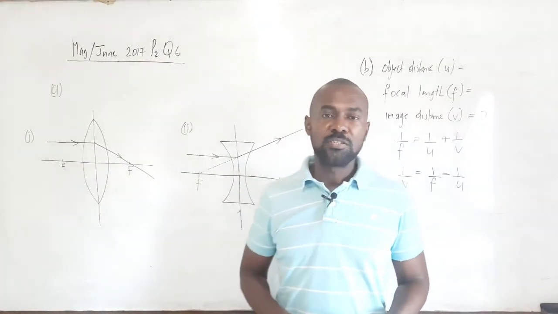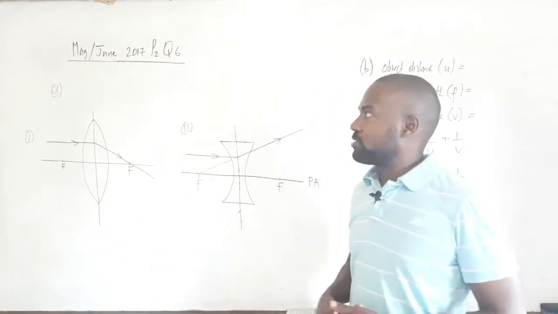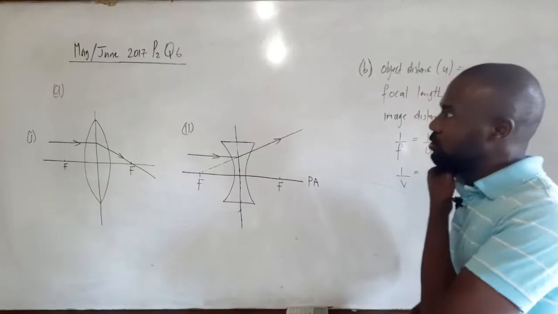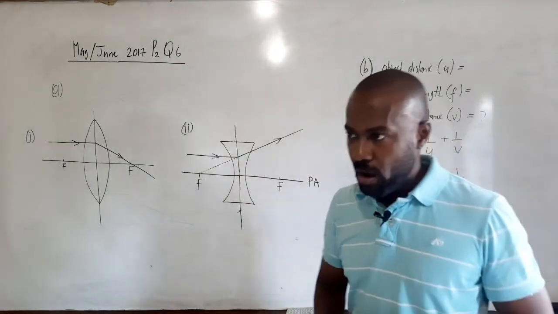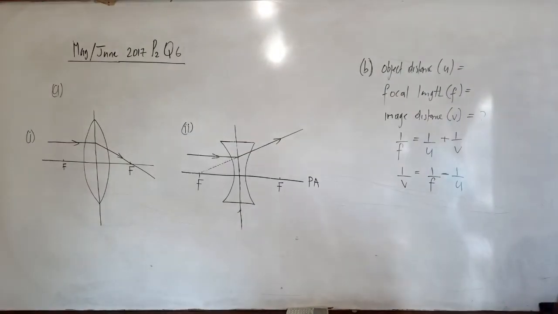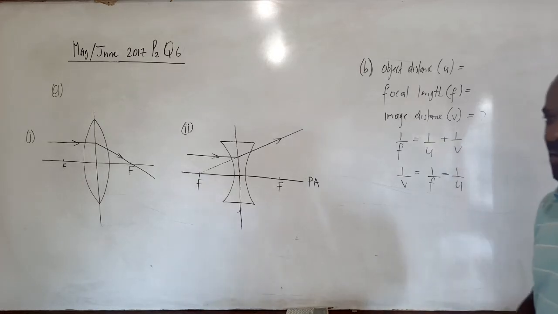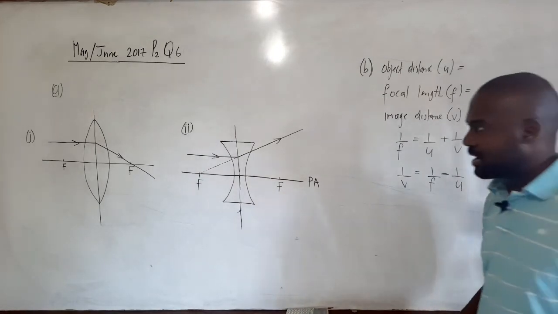In this video, we'll continue to look at CSEC Physics past paper questions. This question comes from May/June 2017, Paper 2, Question 6, and it deals with the topic of optics. So we're looking at an optics question. Part A of the question says, using fully labeled diagrams, define the principal focus of 1, a converging lens, and 2, a diverging lens.